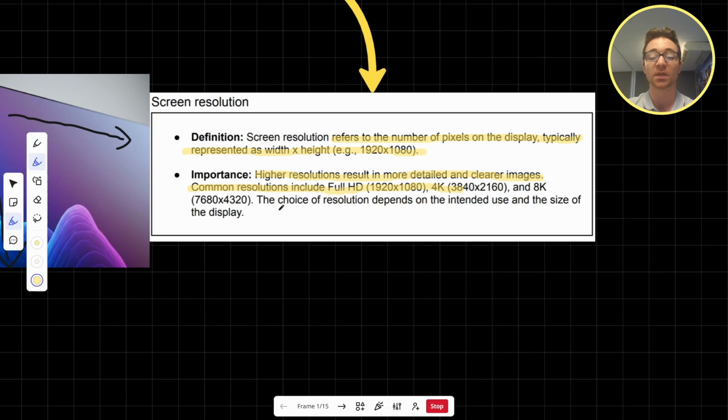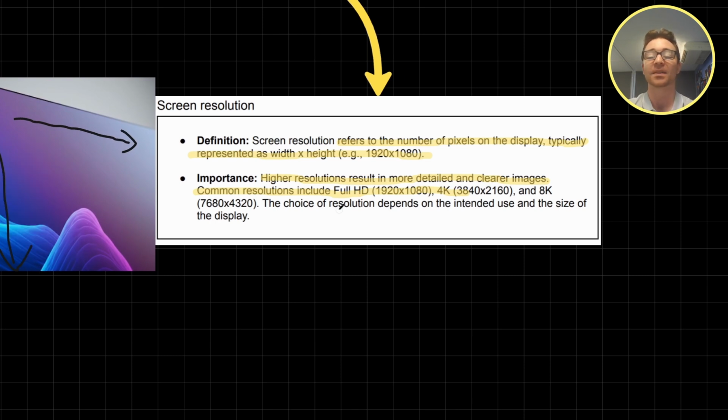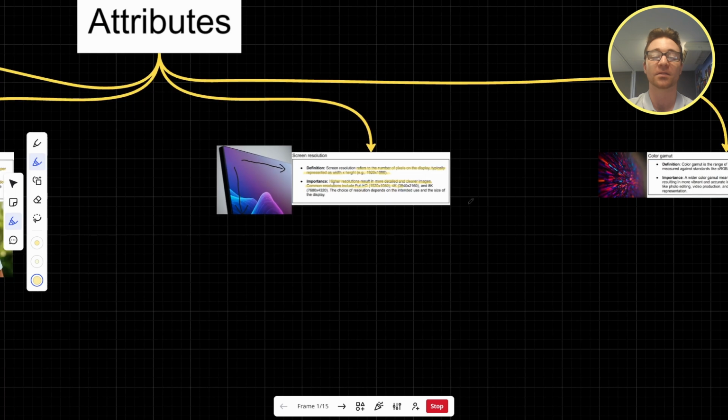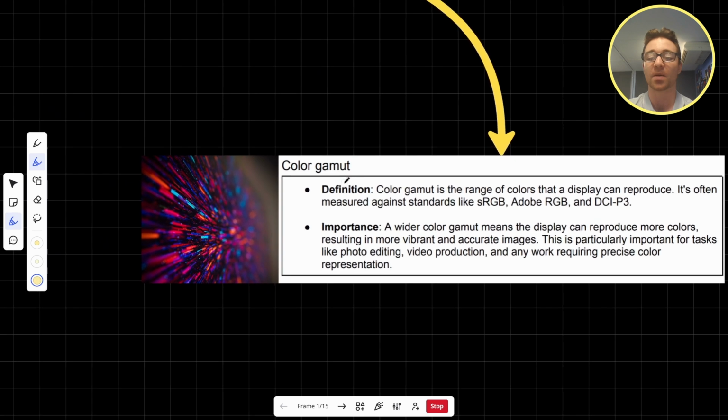Common resolutions include Full HD, which is 1920 by 1080, and 4K, but you don't need to know the specifics. Just know the higher the resolution, the clearer the image is going to be, is what I was trying to say, but my brain stopped working.